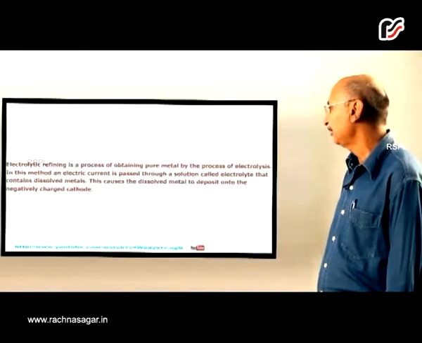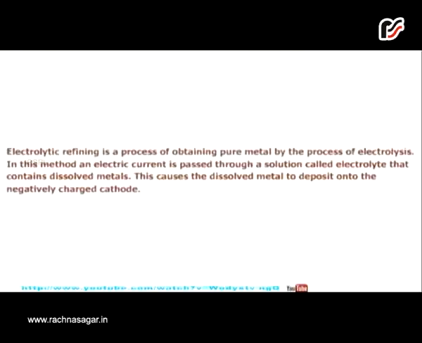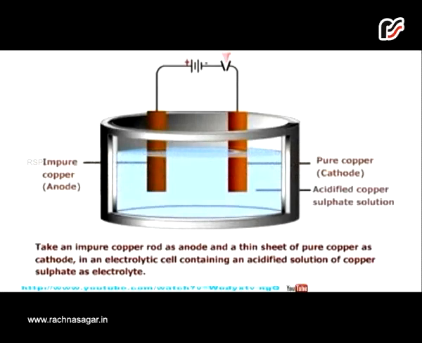Electrolytic refining is a process of obtaining pure metal by the process of electrolysis. In this method, an electric current is passed through a solution called electrolyte that contains dissolved metal. This causes the dissolved metal to deposit on the negatively charged cathode. Now we are going to take up refining of copper.